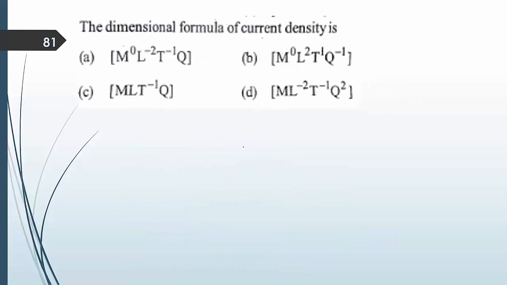Question number 81. The dimensional formula of current density is, yes, current density. It is given by the equation: current density is current per unit area. Current per unit area, that gives current density. This is the equation. Now utilize this equation here.